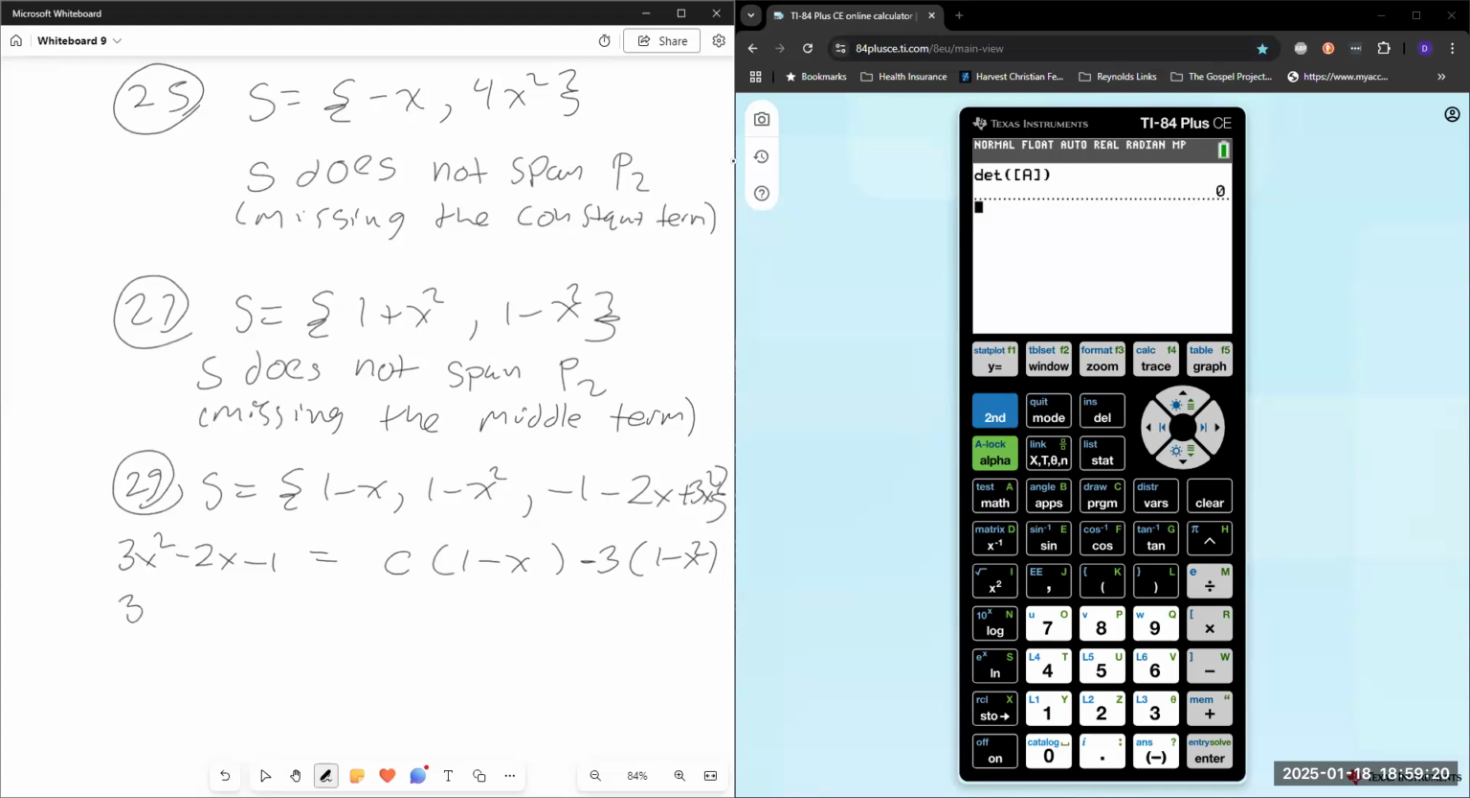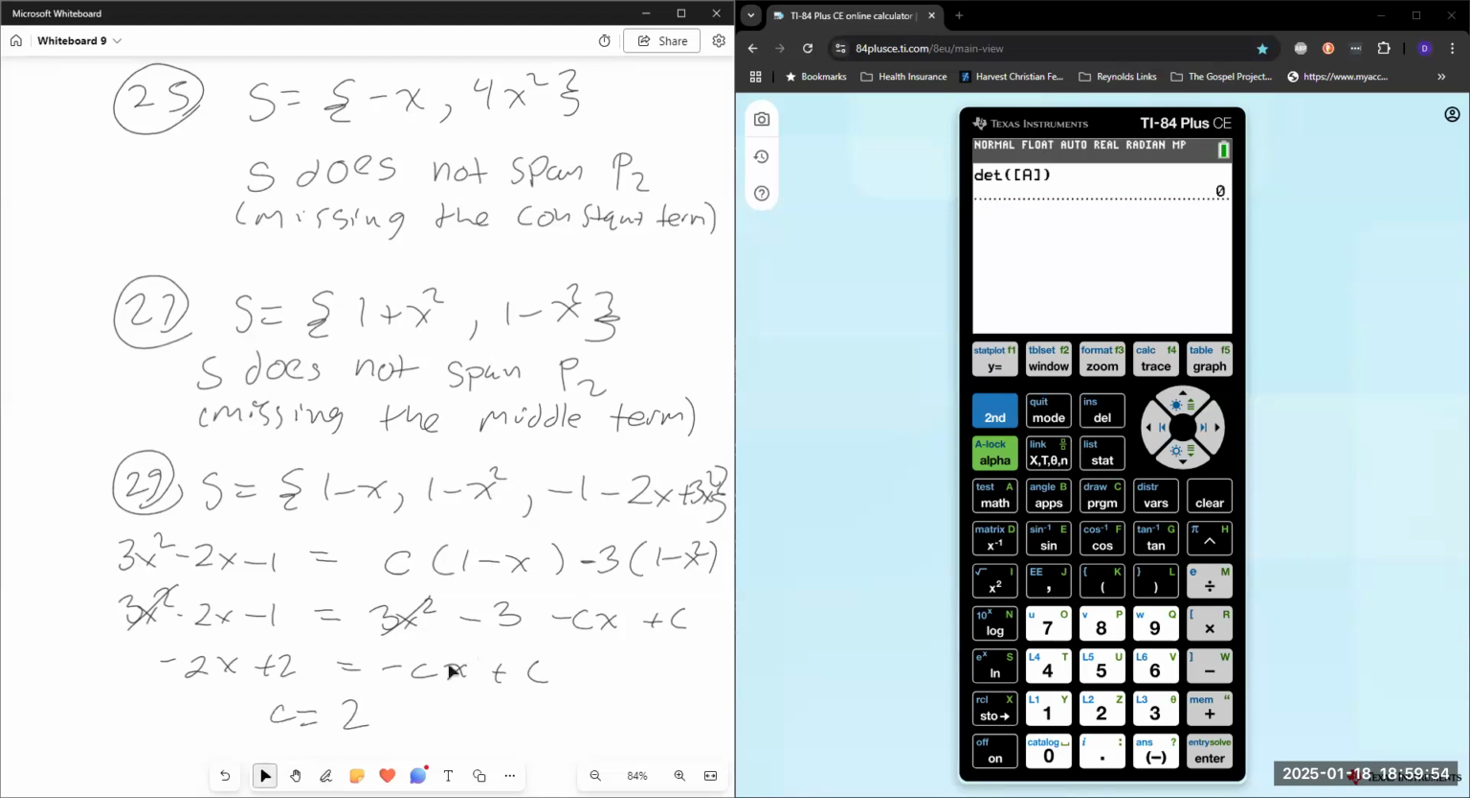So 3x squared minus 2x minus 1 equals 3x squared minus 3 plus, let's see, minus cx plus c. So let's bring the 3 over here and make this negative 2x plus 2 equal to negative cx plus c. So c is going to be 2.